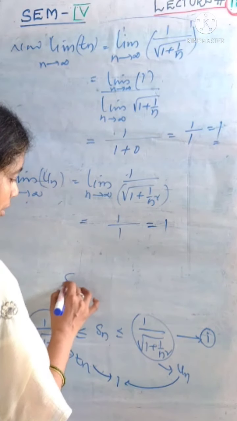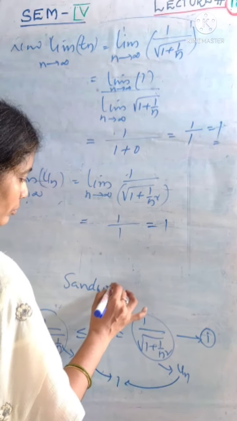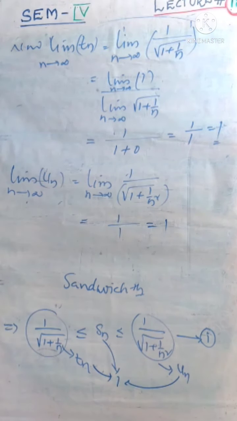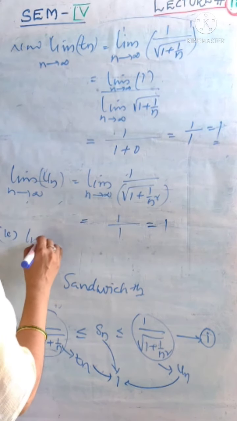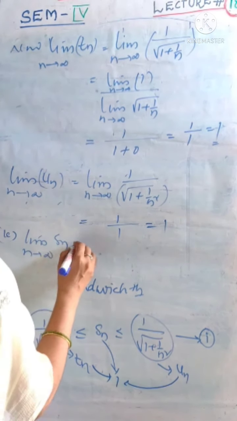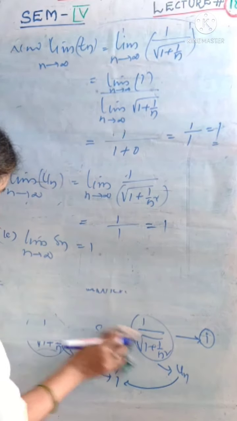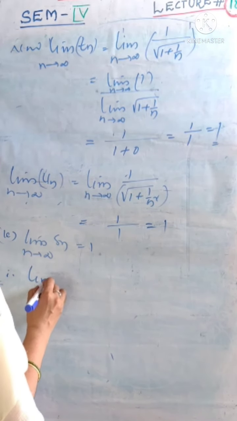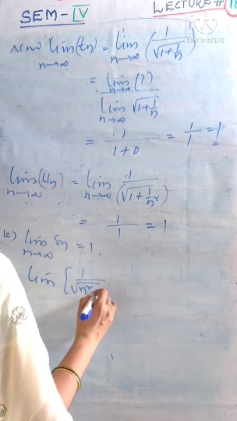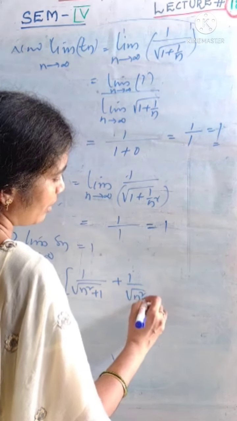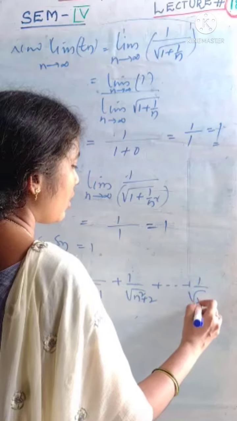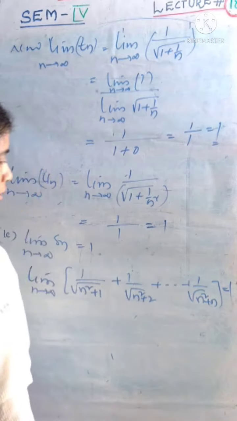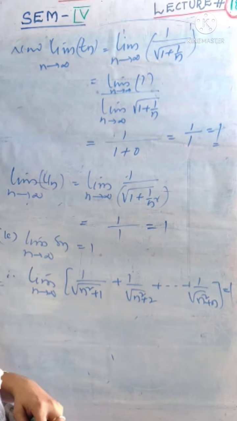Then by sandwich theorem we can confirm that our Sn is also tending to 1 when n tending to infinity. That is, limit of Sn when n tending to infinity is 1. What is Sn? Sn is nothing but 1 by square root of n square plus 1 plus 1 by square root of n square plus 2 and so on, 1 by square root of n square plus n. Limit when n tending to infinity is 1. This is the result. Thank you.